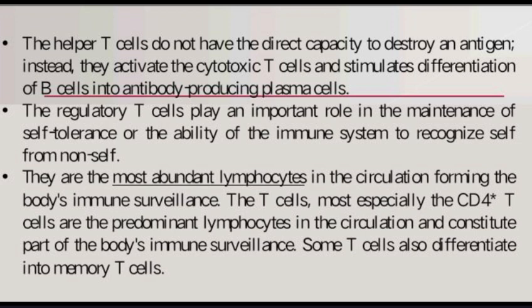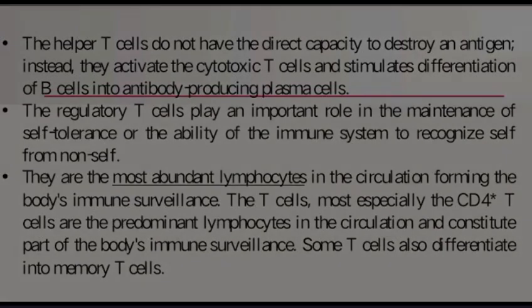T cells, most especially the CD4 T cells, are the predominant lymphocytes in the circulation and constitute part of the body's immune surveillance. Some T cells also differentiate into memory T cells.